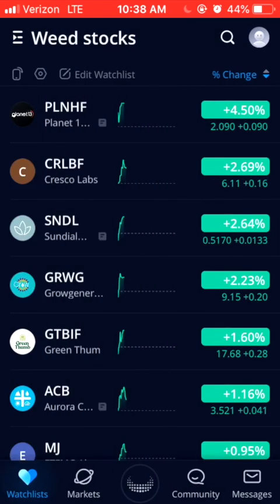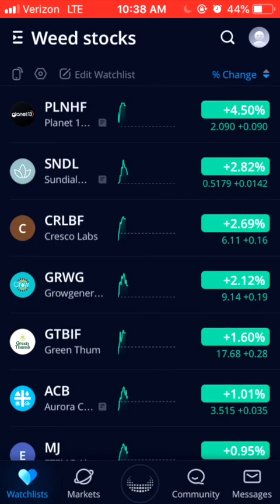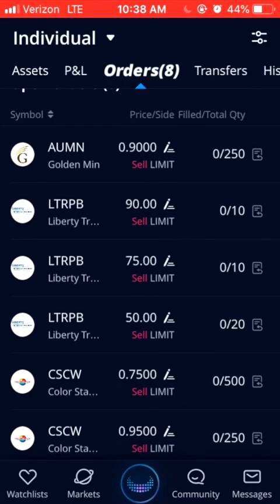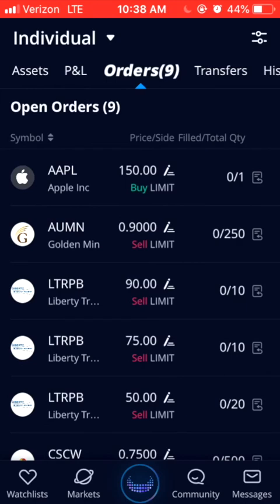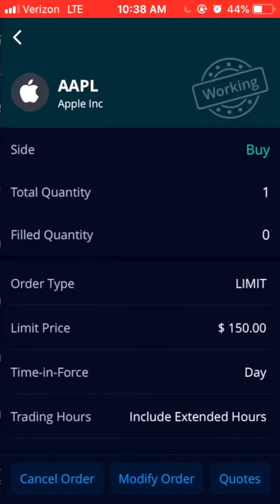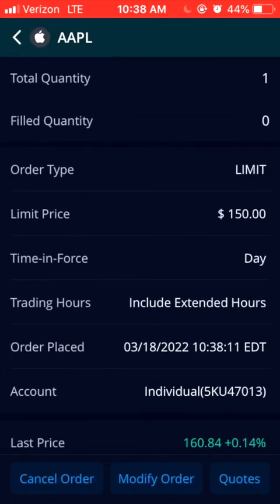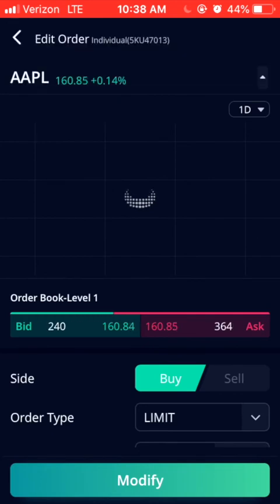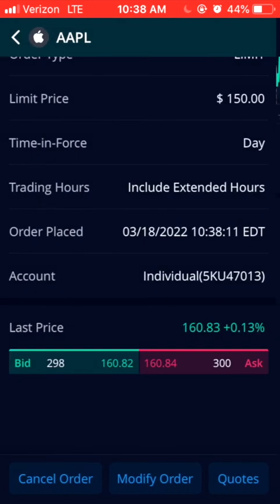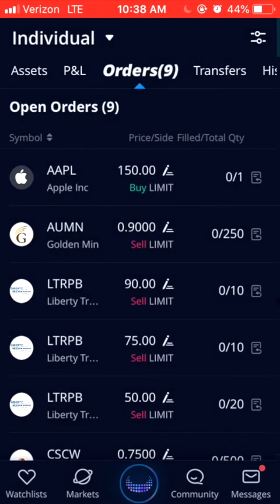We're going to go back out of the search area. We're going to click in the middle to the Webull menu. And now we're in orders, which you can see is the third one over from the left. There's our order right there. We can click on it. That'll show us the order. And we click again on modify. We can modify it, change that price up or down, or cancel it.